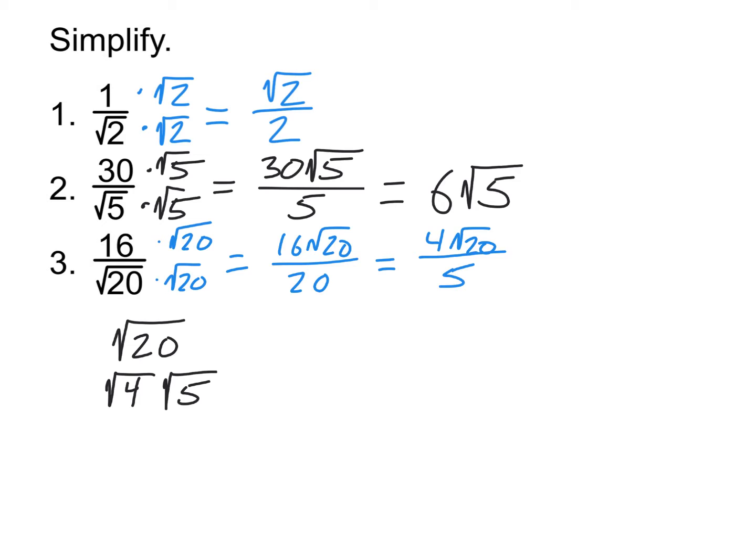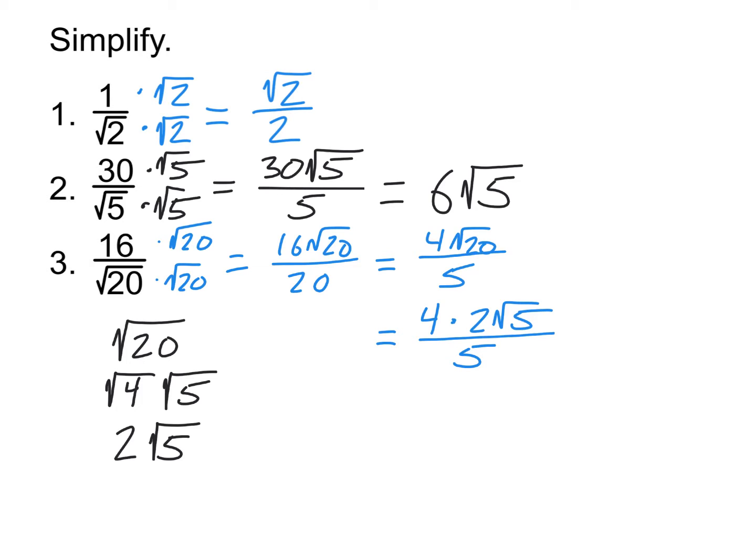All right. Now the reason why I look for a perfect square is because I can take the square root of it. So the square root of 4 is 2. Then the root 5 just stays root 5. So going back to my problem then, my 4 root 20 becomes 4 times 2 root 5. And that's over 5 now.